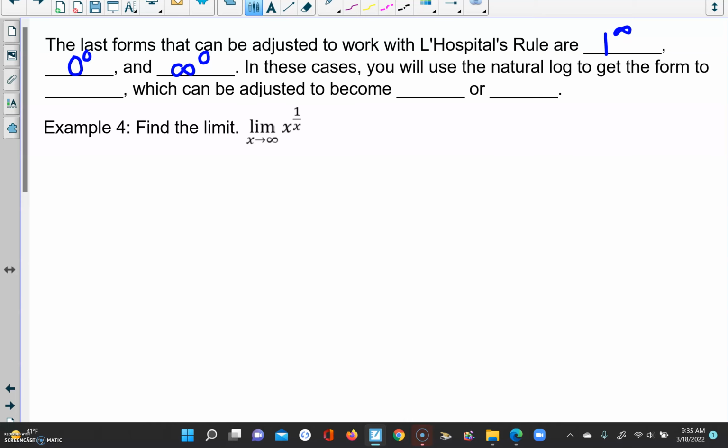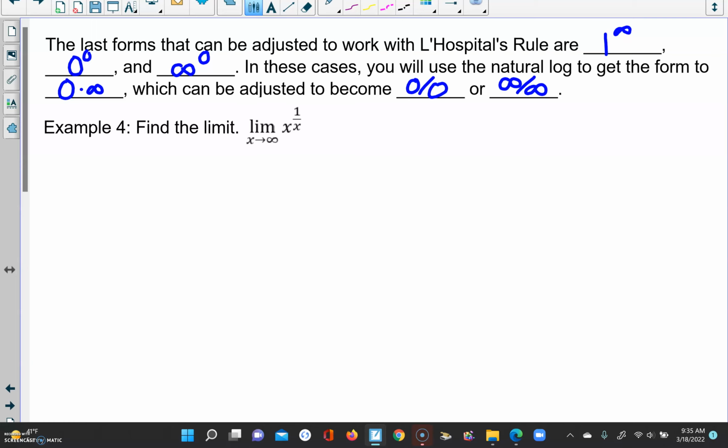But at any rate, any of these 3 forms, you will use the natural log to get to the form 0 times infinity, which we just saw in a previous example can be adjusted to become 0 over 0 or infinity over infinity, which then allows for L'Hopital's rule. So let's go ahead and put that into play in this example here, see how this process works.